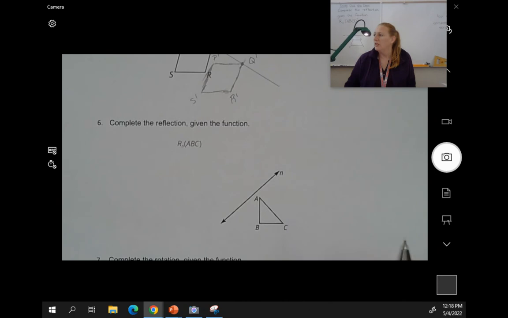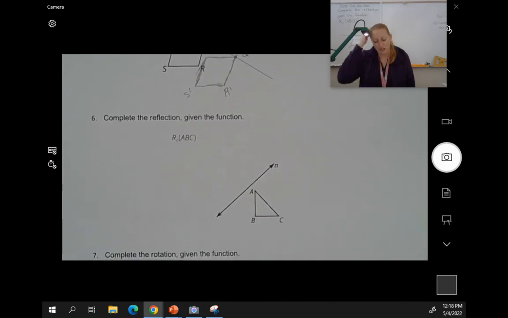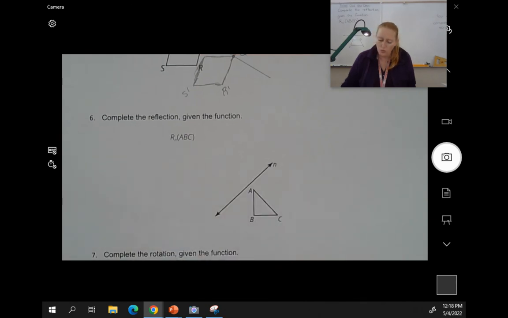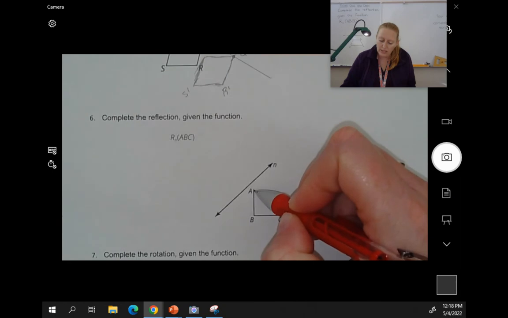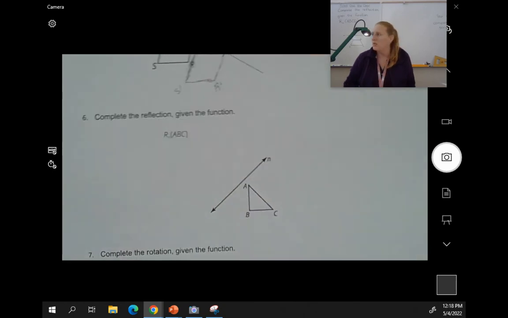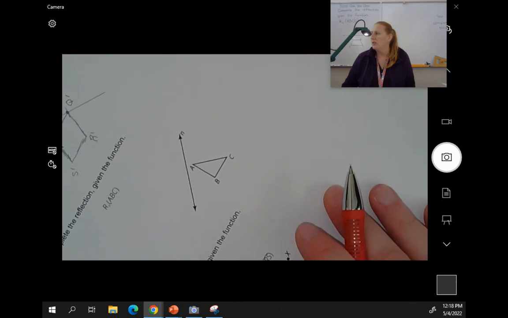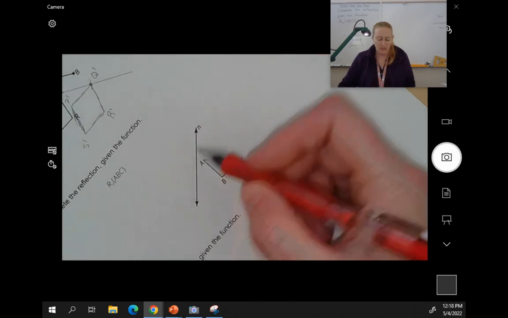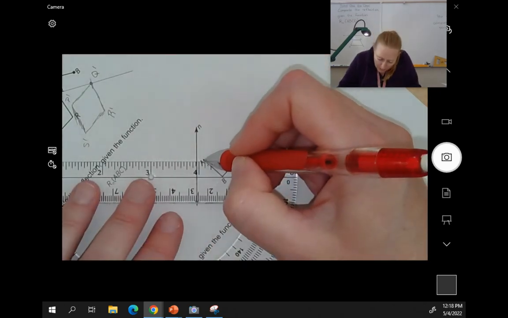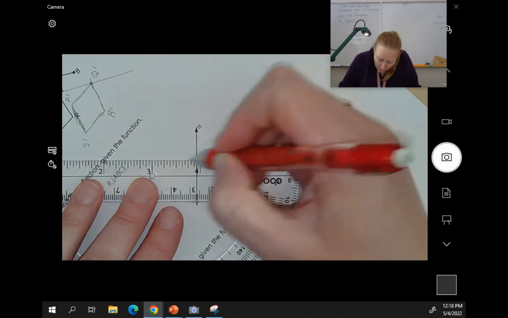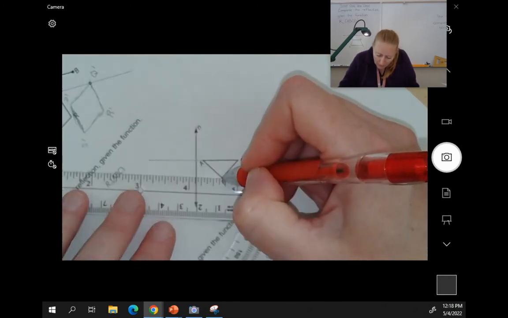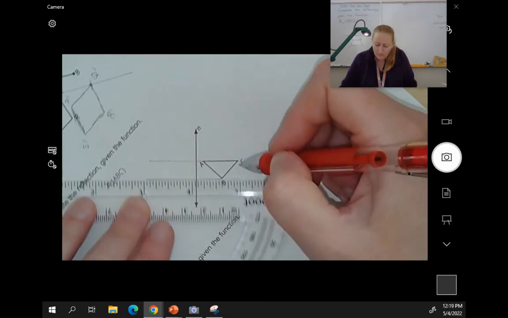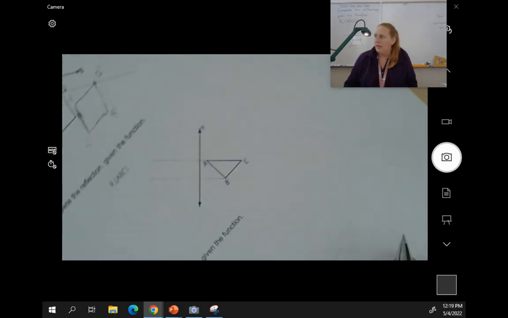So let's come on over here to number 6. We are doing a reflection over line N of triangle ABC. Cool. Please remember that our lines need to be perpendicular to our center. So to make it easier, I'm going to turn my paper like this. Great, that's the center. Let's make some lines perpendicular to it. I'm going to make them way too long on purpose. You know how I do that. Cool. And now I can measure.